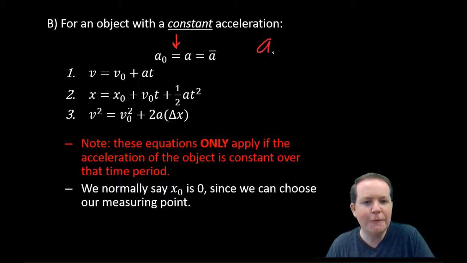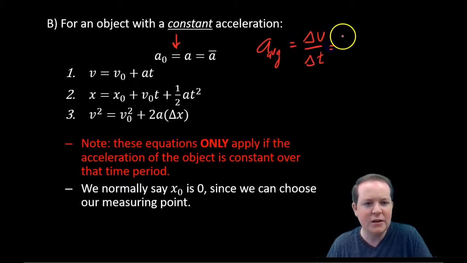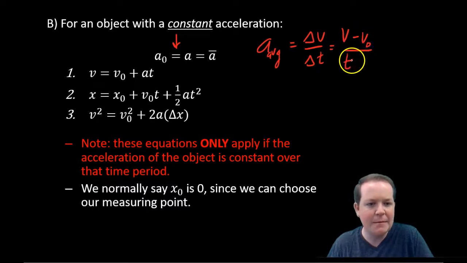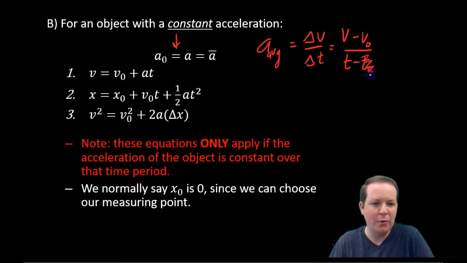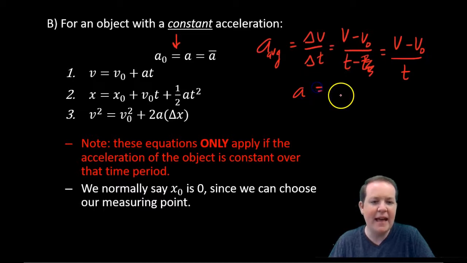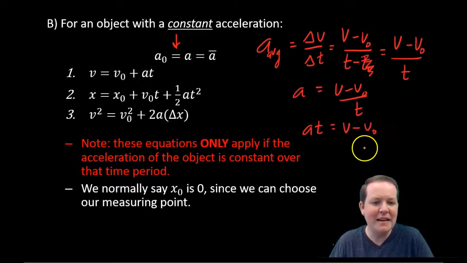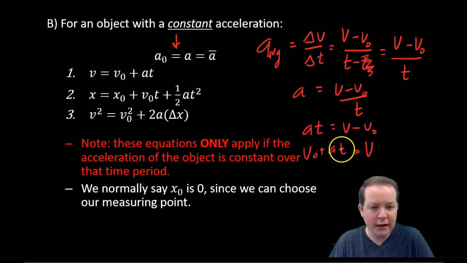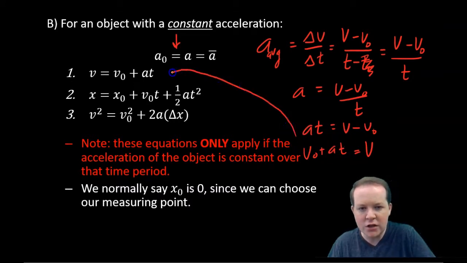We learned an equation for average acceleration. It looked like this: delta v over delta t, that's equal to v minus v naught divided by t minus t naught. Remember, normally we would say t naught is just 0. We'll start the timer with however we began the problem. So you're left with v minus v naught divided by the amount of time. Well, the average acceleration is the acceleration. So I have a equals v minus v naught divided by t. I could multiply both sides by t and get a t equals v minus v naught. I could add v naught to both sides and get v equals v naught plus a t. And look what I just did. This is equation number 1.